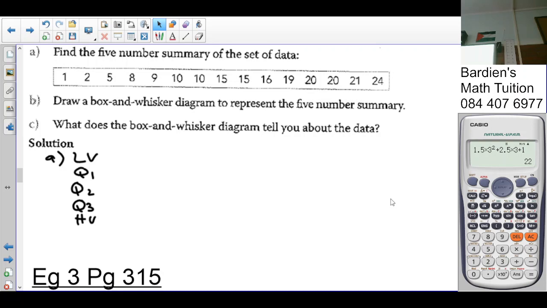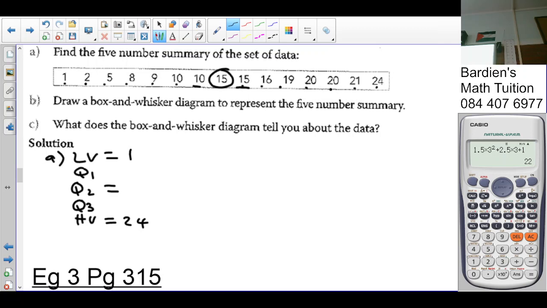Alright, so what's my lowest value? 1. My maximum value? 24. Quartile 2. So how many values are there? 14. So it's 7. No, it's 15 numbers. 15 divided by 2 is 7.5. So it's going to be the 8th number.